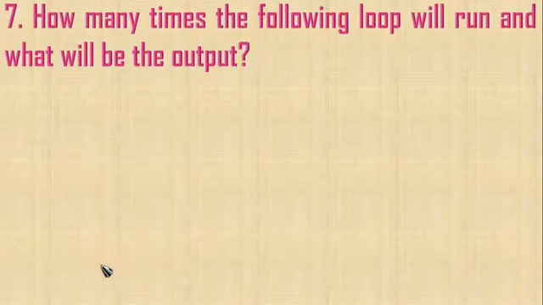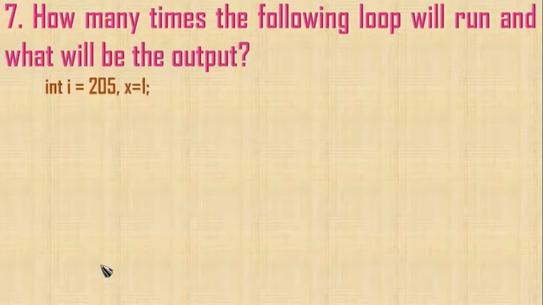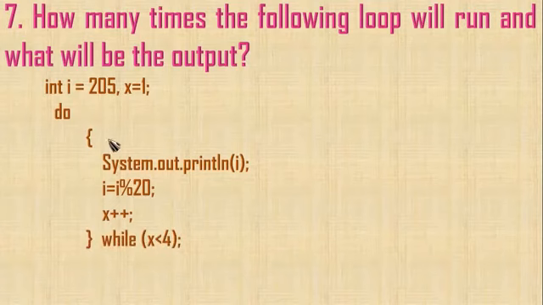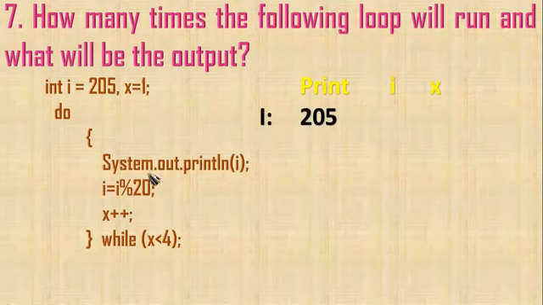Next question, how many times will the following loop run and what will be the output? i is equal to 205 and then x is equal to 1. Do, so it is a do while loop. So without any condition it will enter inside the body of that loop. So it will print i, that is 205 it will print. That is the first round. And then i is equal to i mod 20. i is 205. Mod 20 will be giving 5 as remainder.